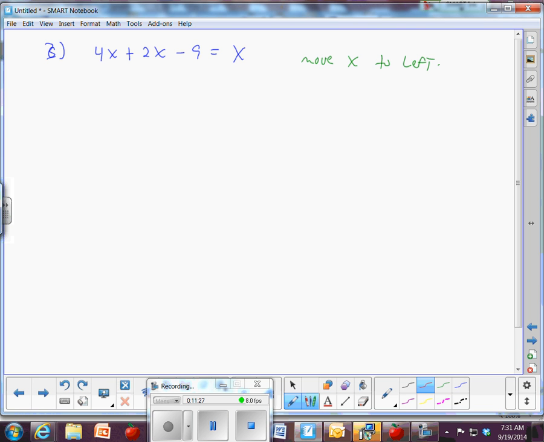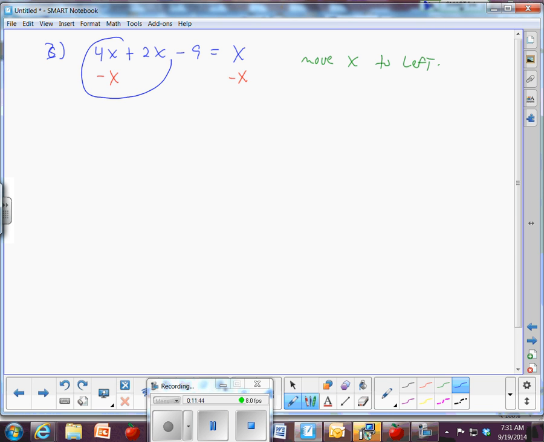How do you do that? Add its opposite to both sides. So I want to add a -x to the right, and whatever I do to one side, I'll have to do the same to the other side of the equal sign. Okay, so look at where we're at right now.